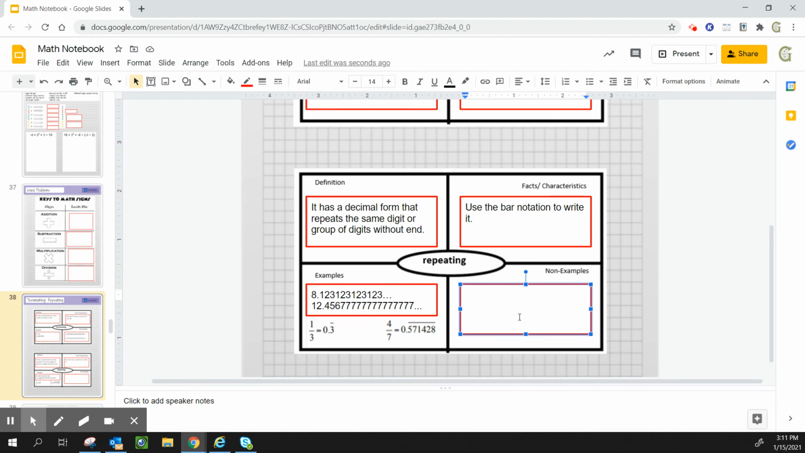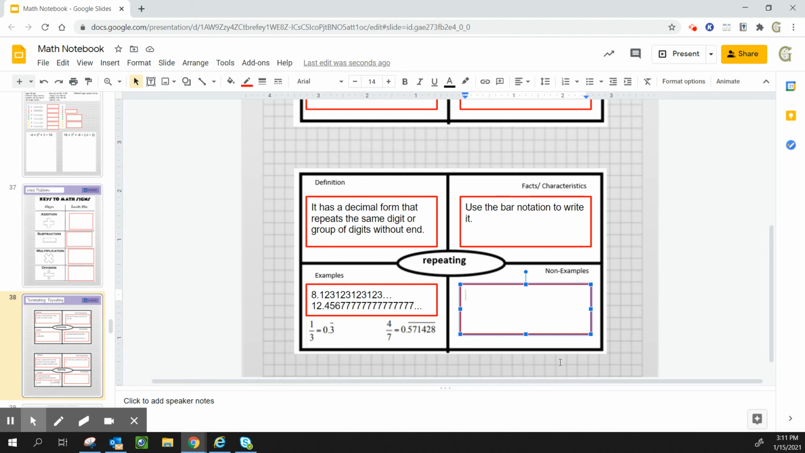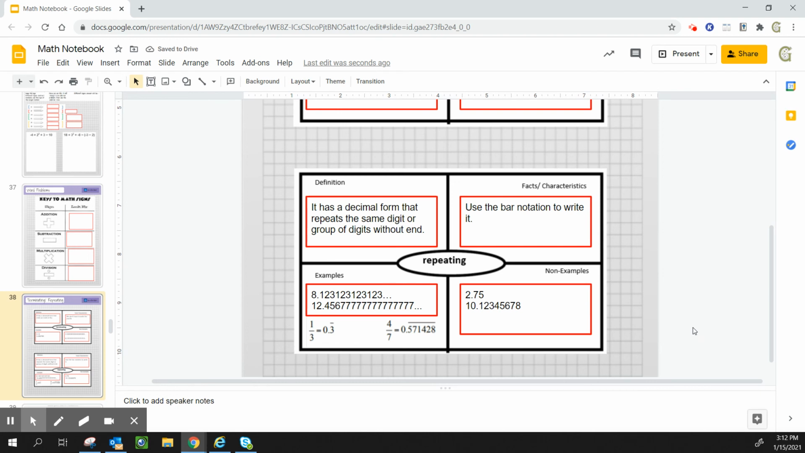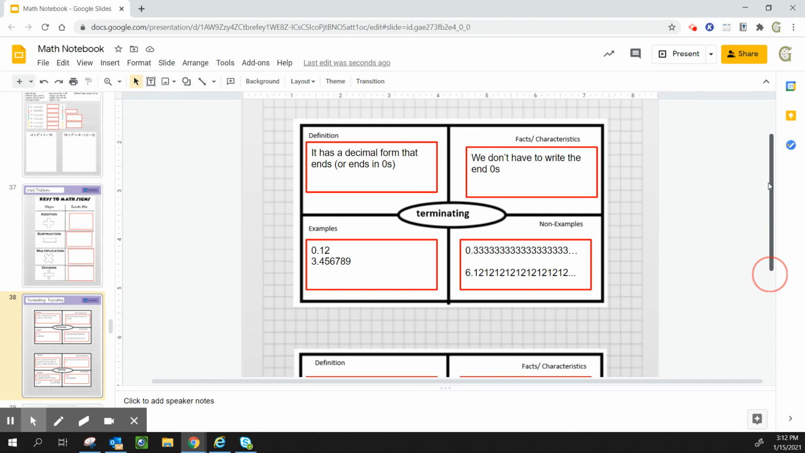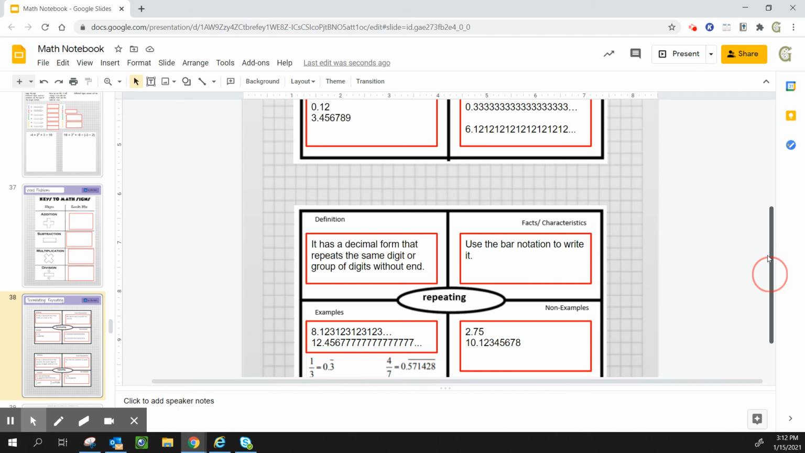So non-examples would be anything that terminates. So let's see, we'll make some different examples than we did, like 2.75, terminating decimal because it stops. Or again, we could have big ones like 10.12345678. As long as it stops and it doesn't go any further, it's not repeating there. And that's pretty much it. So if it stops, it has an end, it's terminating. If it does not, and it's always the same thing that's going again and again, it's repeating.